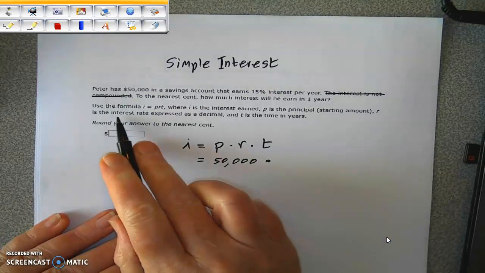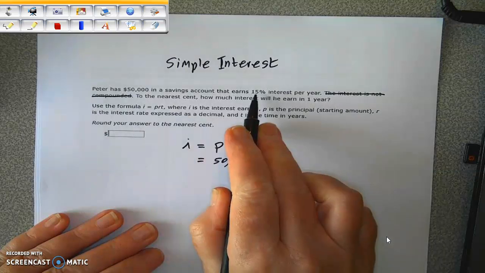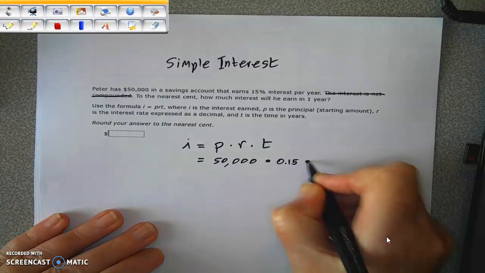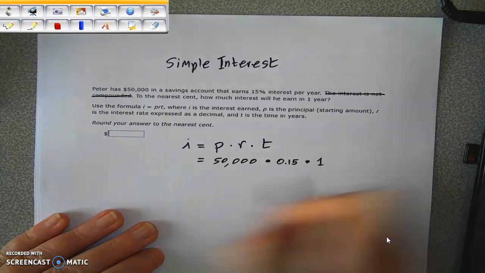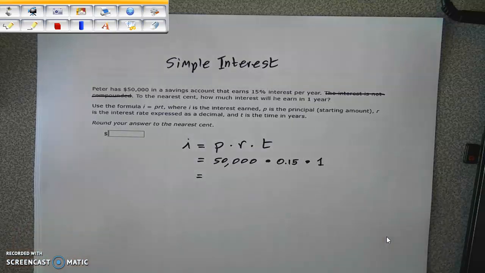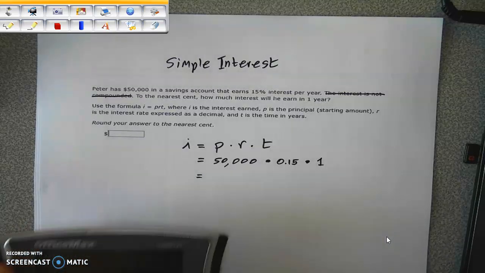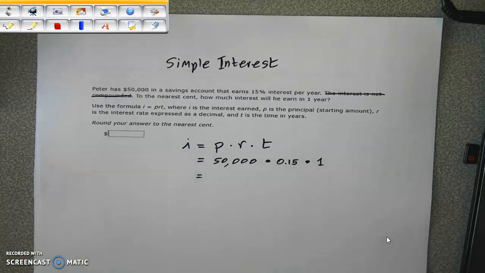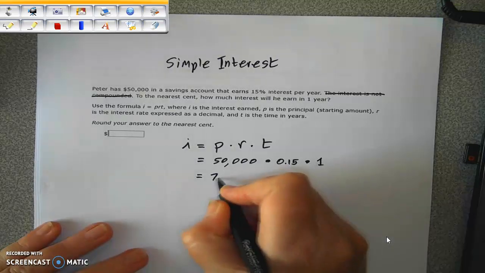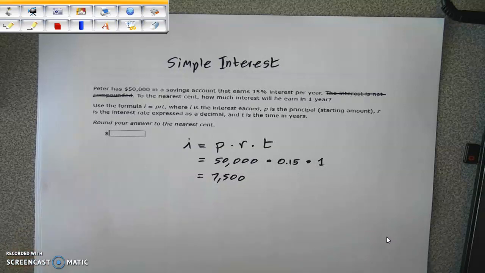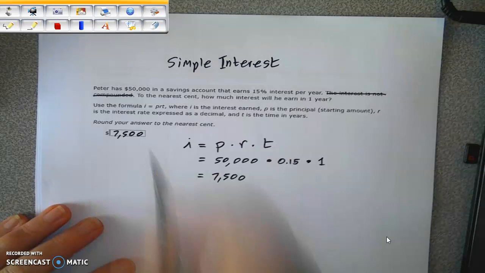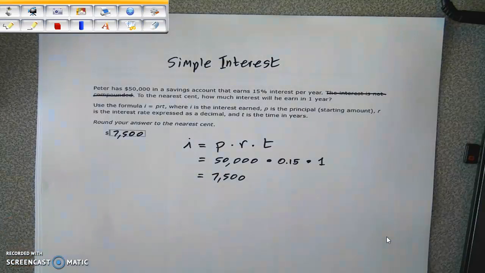R is the interest rate as a decimal. So 15% as a decimal is 0.15. And then the time is 1 year. So we're just going to multiply this on our calculator. So I'm taking my calculator here, 50,000 times 0.15 is 7,500. So the answer to this problem is 7,500. So that's what you would put in IXL, into the box in IXL.